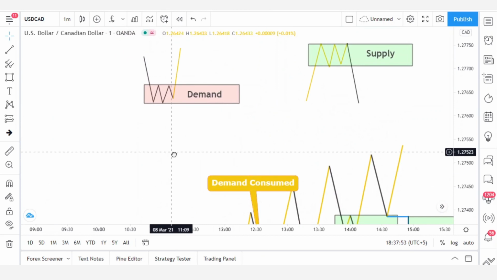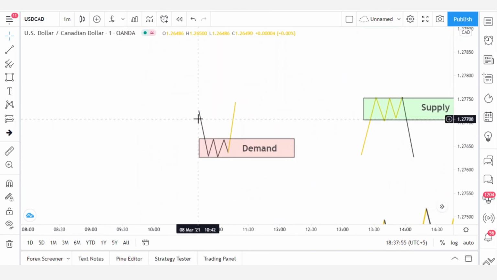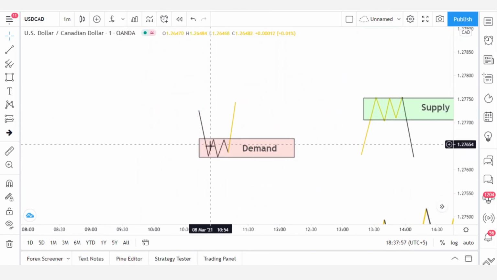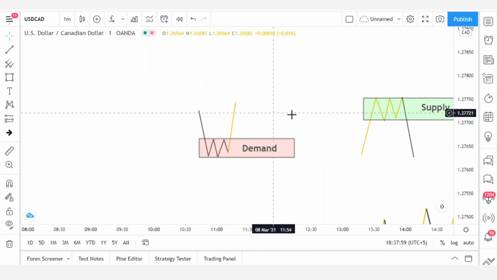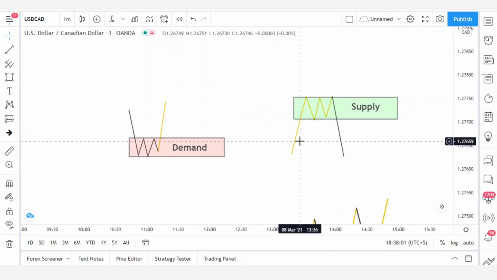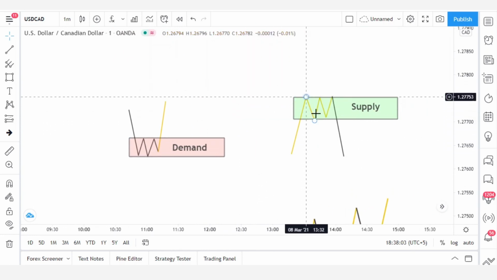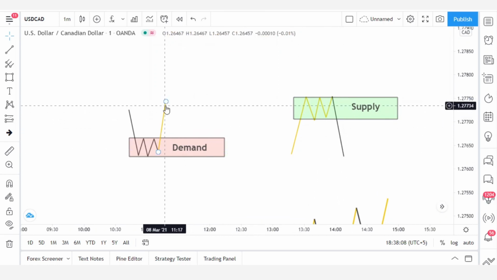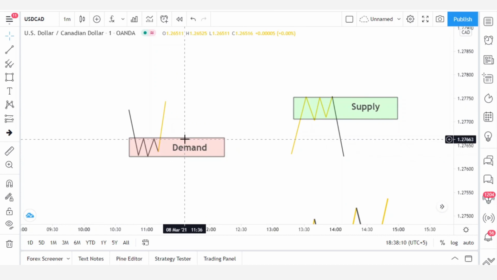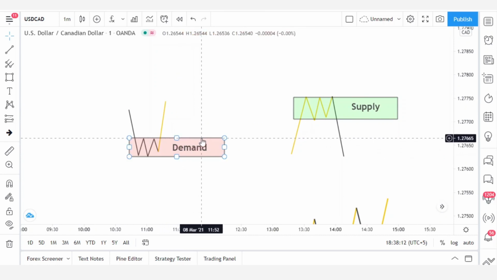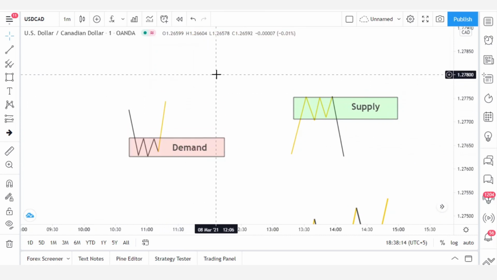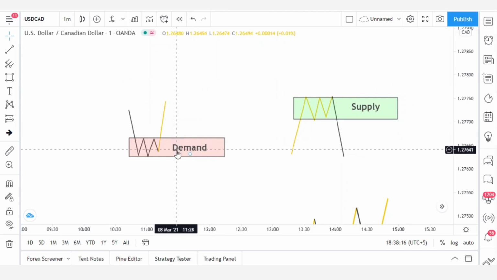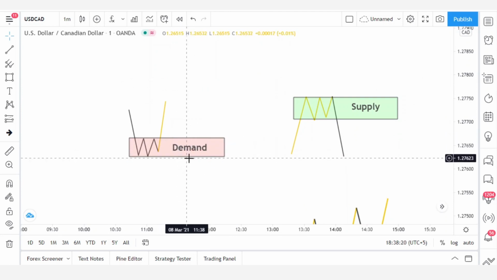Let's discuss first of all demand, drop and base, and then rally. This is the demand zone, this is the rally, and then base, and then drop. This is the supply zone. After the retest of the demand zone, price will go up. Actually, price is picking up the orders from the demand zone during the retest, and this zone will not remain fresh after the retest.